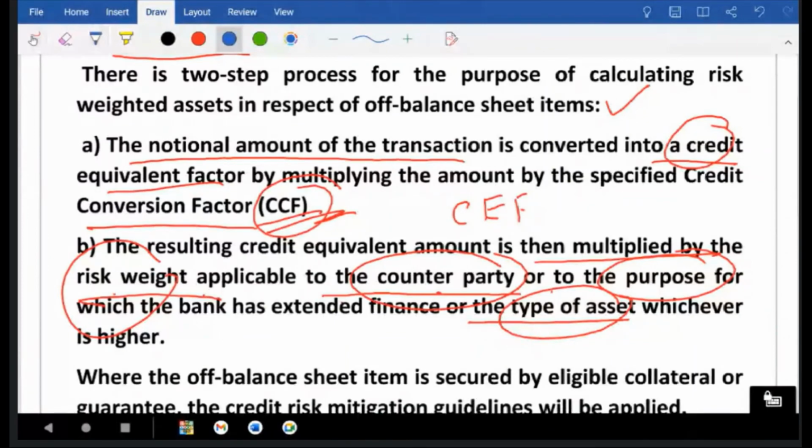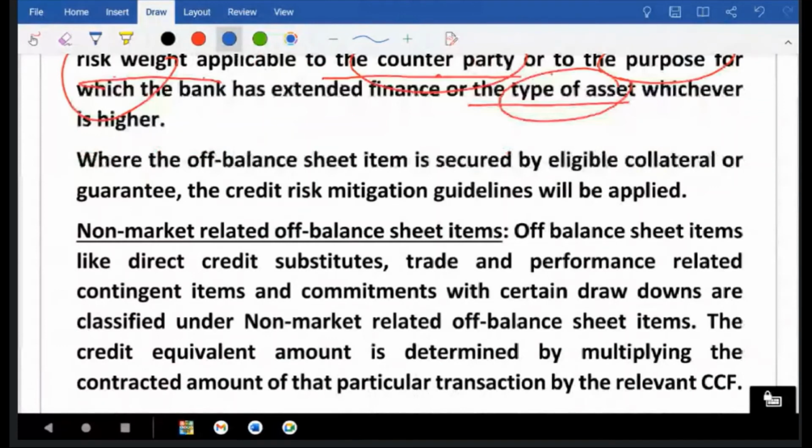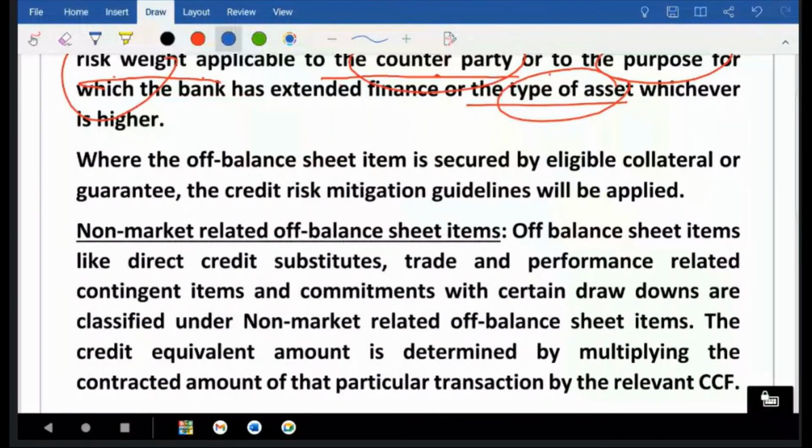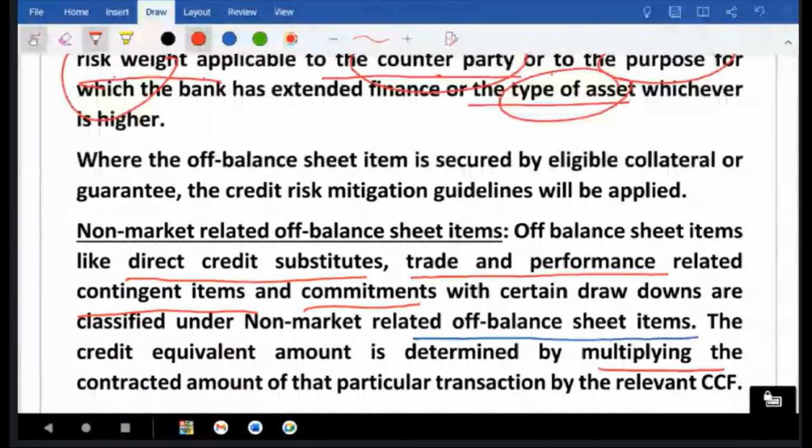Next, where the off balance sheet item is secured by eligible collateral or guarantee, the credit risk mitigation guidelines will be applied. Now next, non-market related off balance sheet items like direct credit substitutes, trade and performance related contingent items, and commitments with certain drawdown are classified under non-market related off balance sheet items. Because they are not marketable. So how are they calculated? The credit equivalent amount is determined by multiplying the contracted amount of the particular transaction by the relevant CCF.